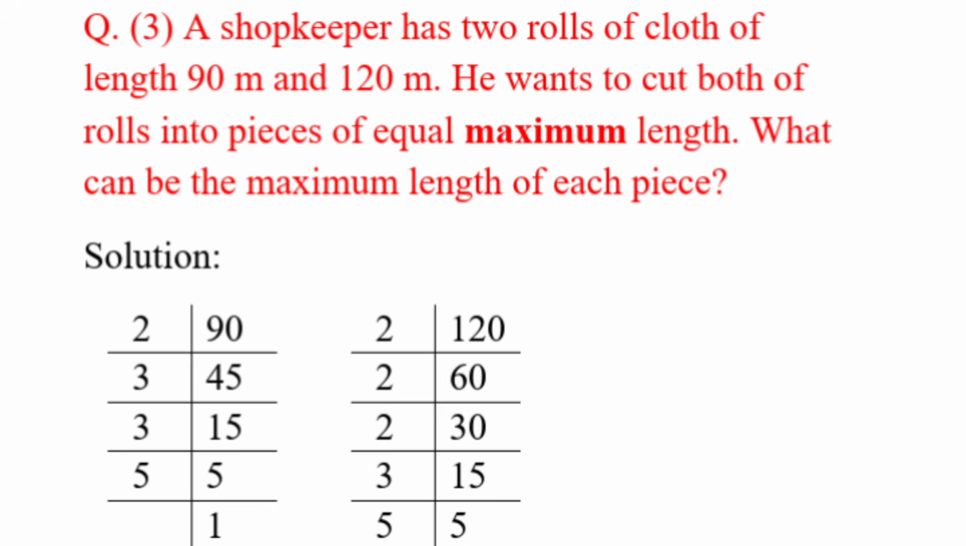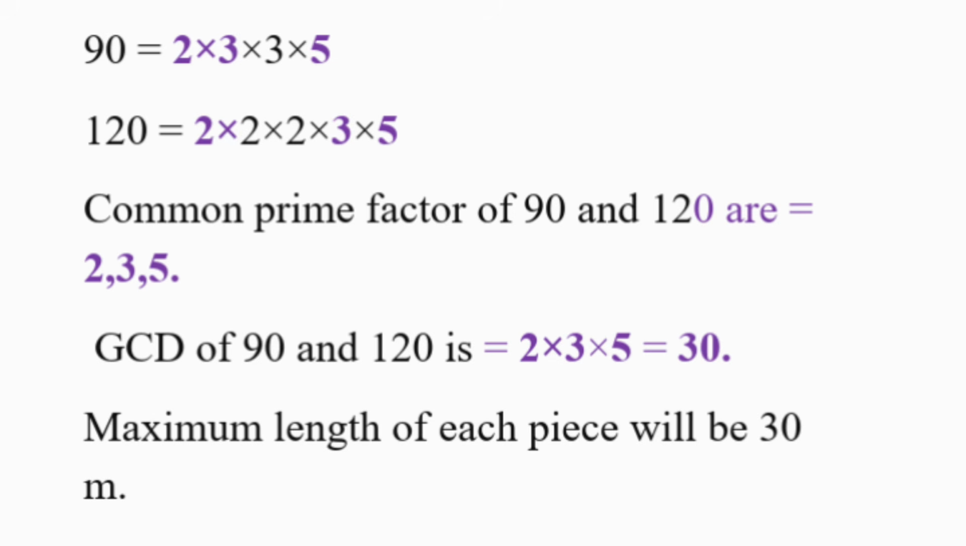Now let us find out the common factors among them. The common factors are 2, 3 and 5. Hence the product of them is 2 multiplied by 3 multiplied by 5. 2 3s are 6, 6 5s are 30. So 30 is the product. Hence the GCD of 90 and 120 is 30. So the maximum length of each piece of cloth will be 30 meters. Hence for both the rolls he can make 30 meter pieces of cloth.